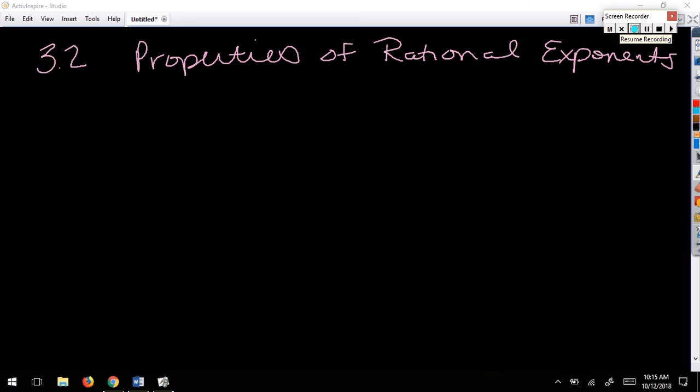Okay, so we're going to talk about properties of rational exponents. If you remember back, there are 7 properties of exponents, and all of those properties are exactly the same whether you're doing whole number exponents or rational exponents. The difference is rational exponents, remember, are fractions.